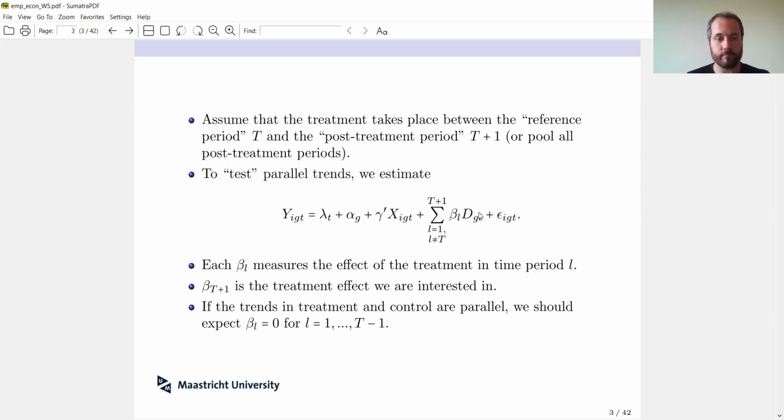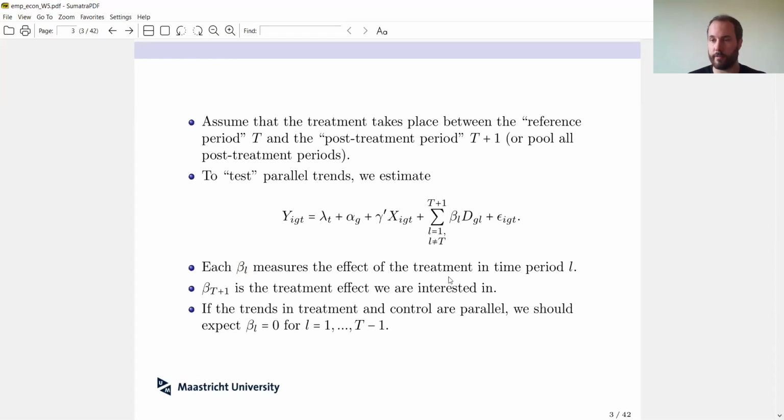Using this specification, we can measure the effect of the treatment in time period l on the treatment group. And beta_{t+1} is actually our treatment effect. When we did the usual two-way fixed effect specification, we did not have the summation here. There was only one beta, and that referred to the post-treatment period. Now we have betas that also refer to the pre-treatment periods. If we really have parallel trends before the treatment takes place, then we expect that all the betas are 0, because all the betas being 0 really means the lines move in parallel.